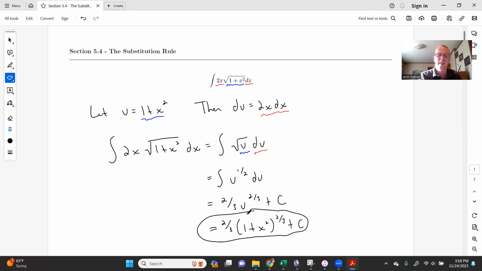And of course, like with all antiderivatives that you get, you can take the derivative of your answer and see if you end up with where you started. It's always a way that you can check these. So let's look at the next one.